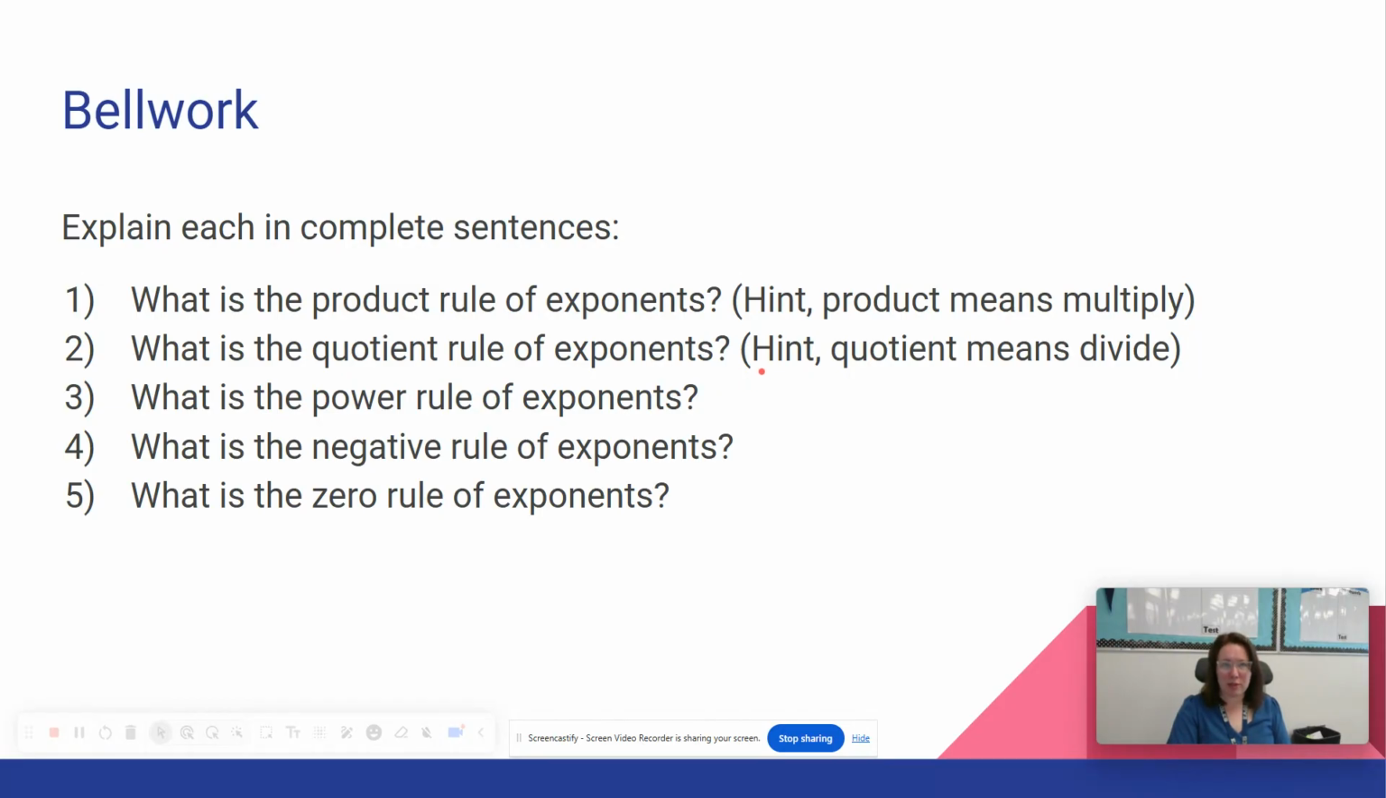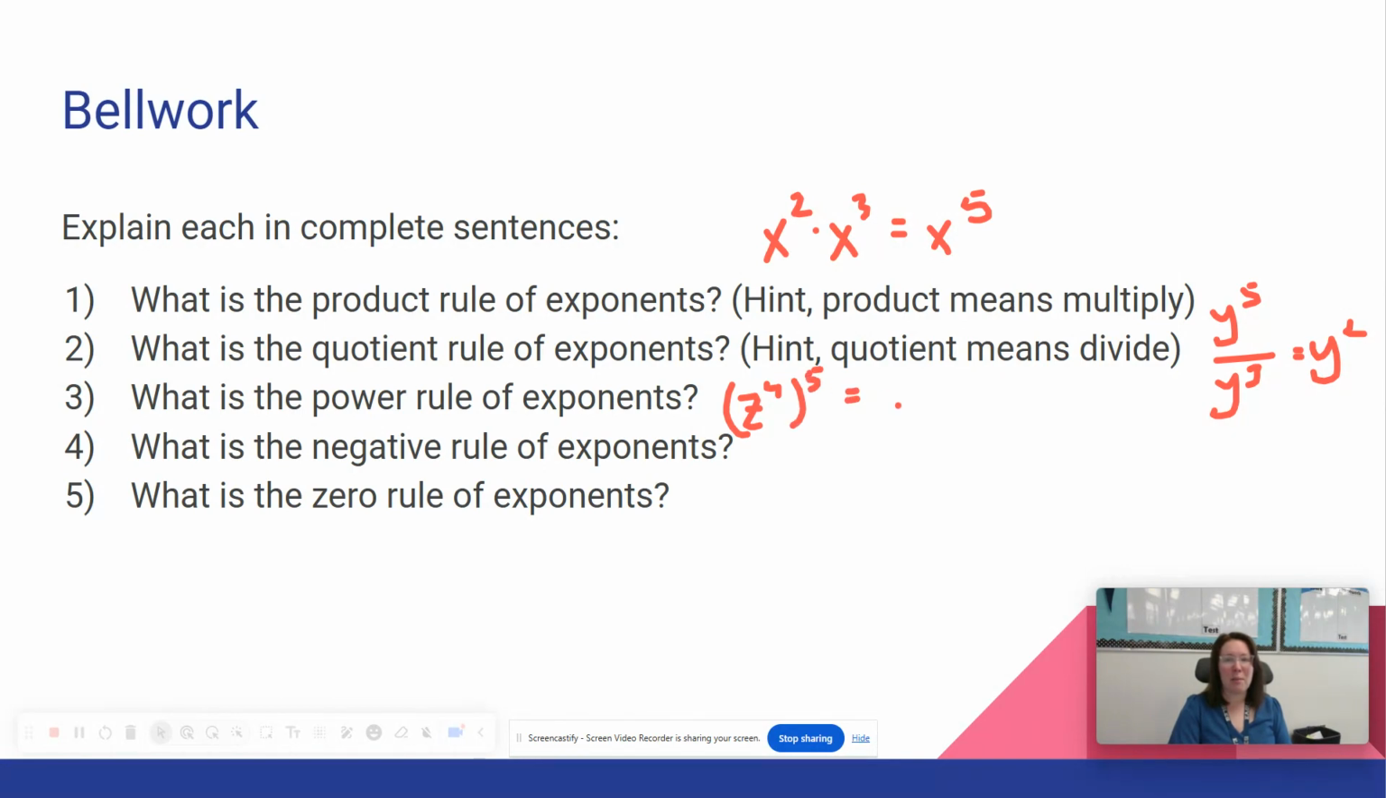multiply the two exponents. I guess I could write all these out, like, x squared times x to the third, add the exponents together. Y to the fifth divided by y to the 3. Subtract them. 5 minus 3 is 2. Y squared. Power rule. Z to the 4, all of it to the power of 5. Multiply, z to the 20.